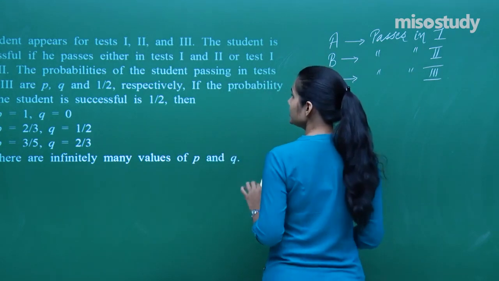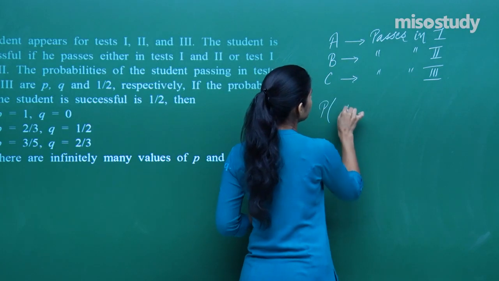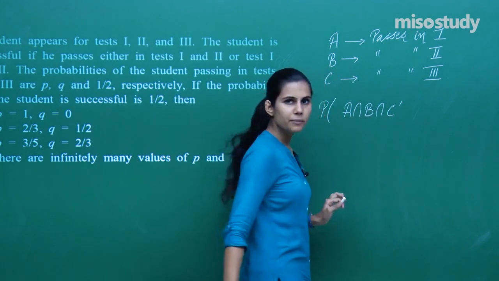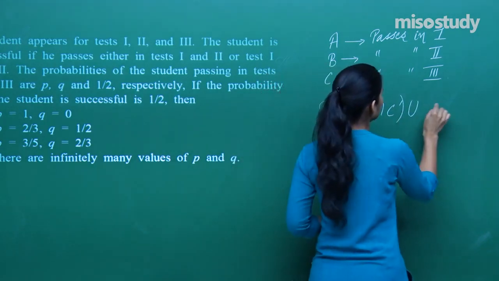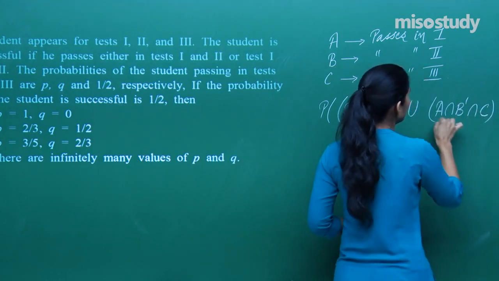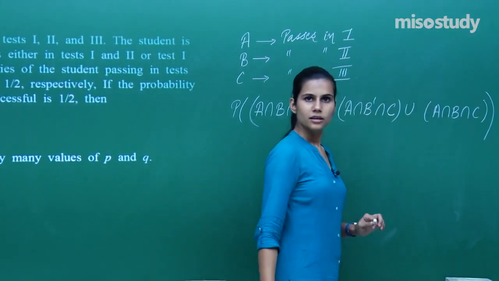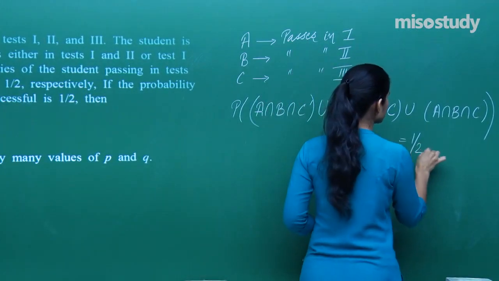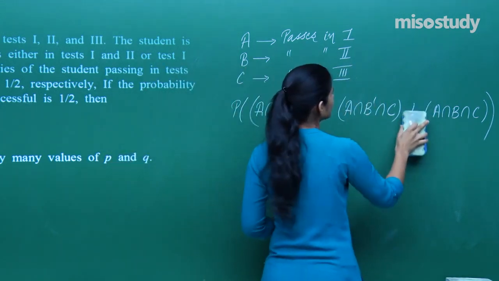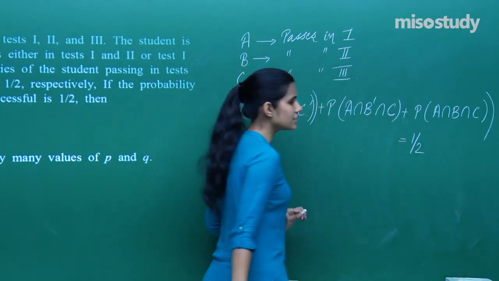as passes in first test, passes in second test, and passes in third test. Okay, then probability that he is successful is, what is the probability? It is probability of the event that A happens and B happens but C does not happen, or A happens and B does not happen and C happens, or A happens and B happens and C happens. This is the probability of being successful, which is given as 1 by 2. Now you know that these are all independent events, so I can just shove this union off and write this as plus probability of this plus probability of this.